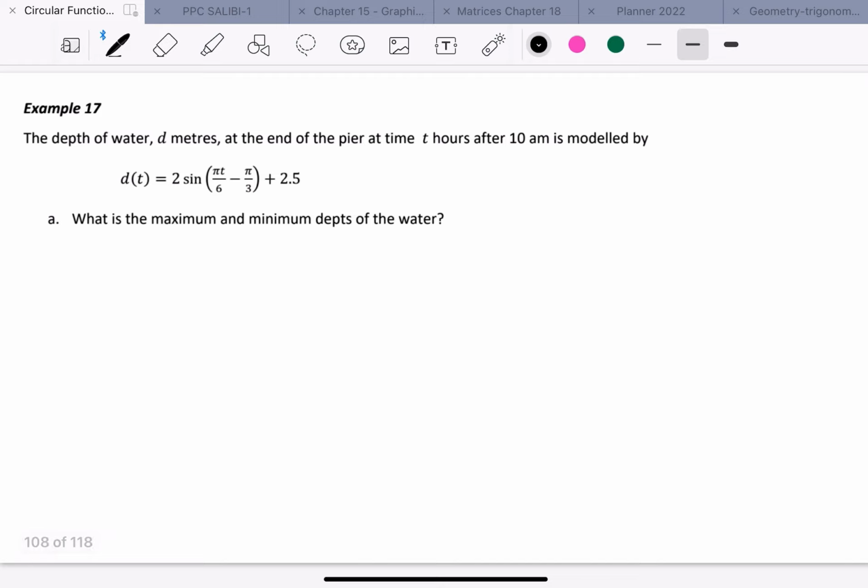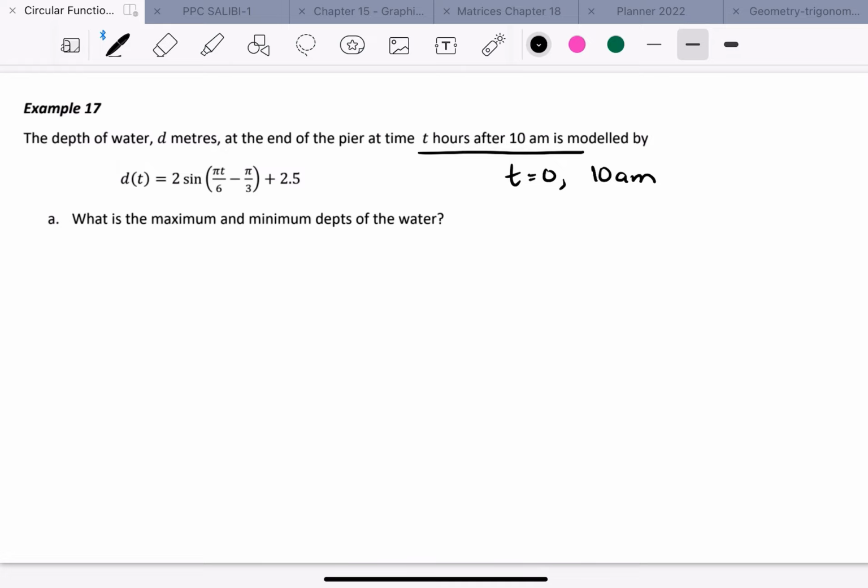Example 17. The depth of water d meters at the end of the pier at time t hours after 10 a.m. is modelled by this particular function. Now again, I'm going to highlight this idea, t hours after 10 a.m. That means when t is equal to 0, the time is going to be 10 a.m. So we need to keep that in mind for the future.